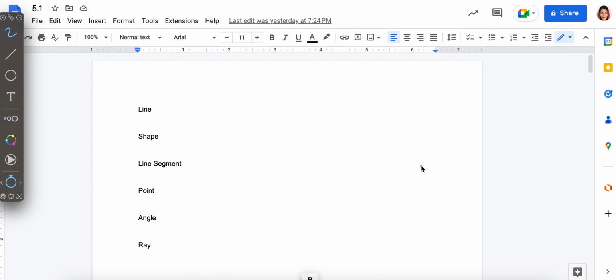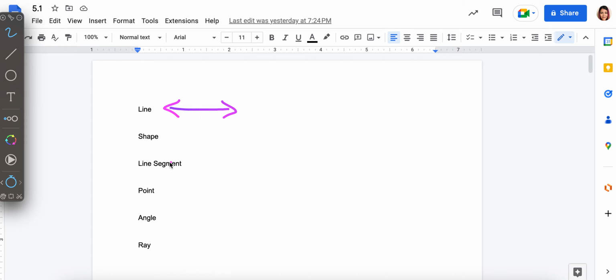So the first one we're going to talk about is a line. A line is going to go in opposite directions infinitely. So that's why these arrows are there, but it's just a straight line going in the opposite directions infinitely.